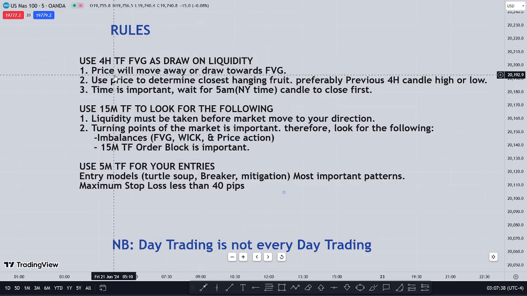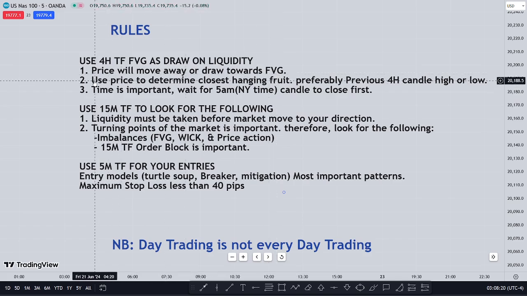We are going to use only 3 time frames here. Please, let's follow. I will clarify everything that is said here as we go to the charts. We are going to use the 4-hour time frame fair value gap as the draw on liquidity that will determine our order flow. Price will move away or towards the fair value gap. So the recent fair value gap, or the obvious fair value gaps that you are going to see on that time frame, will most likely establish the moves that you see.